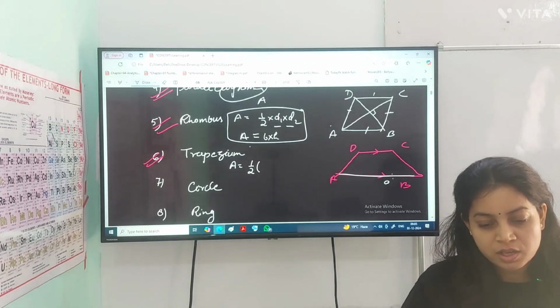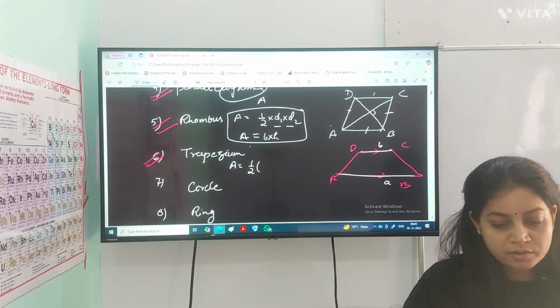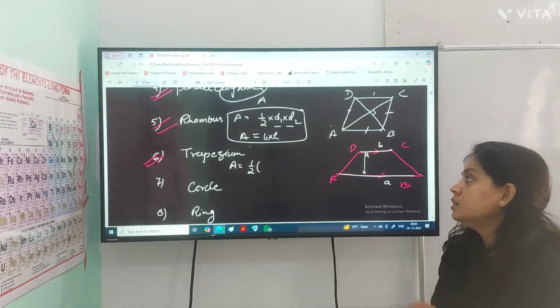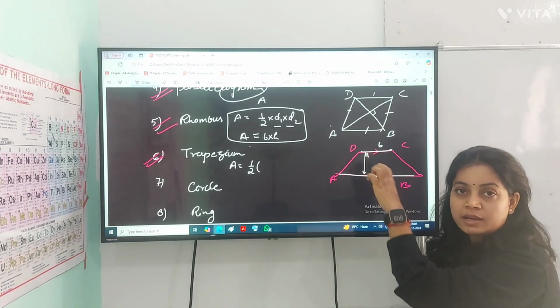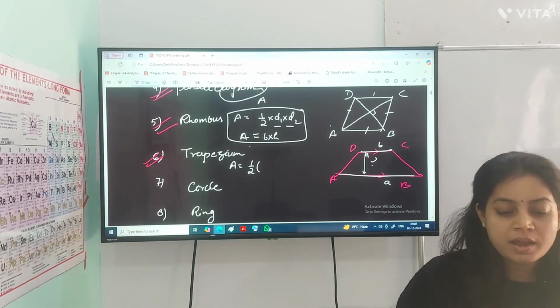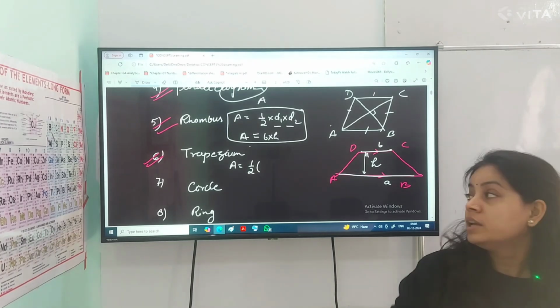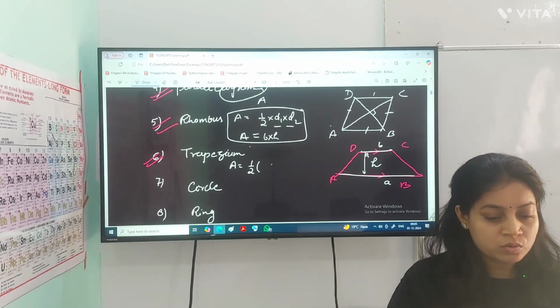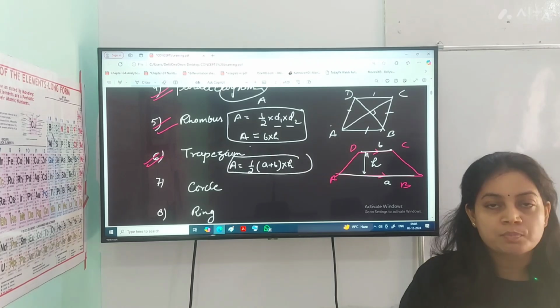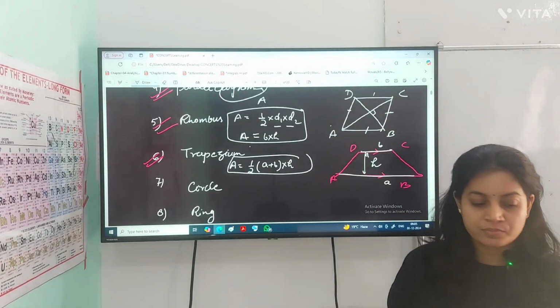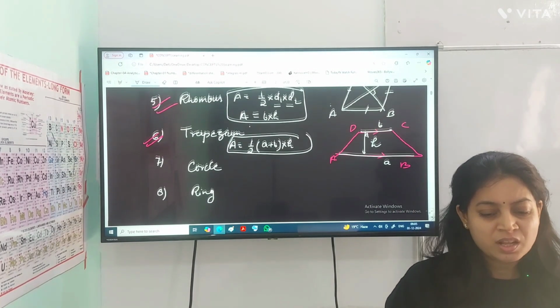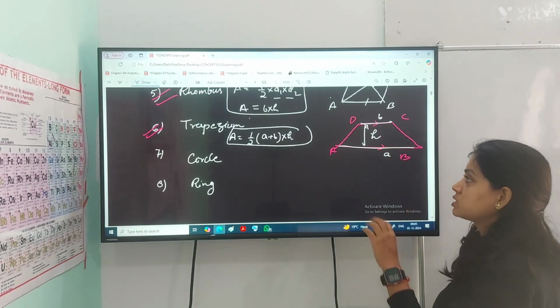It is very simple. Area of trapezium is 1 by 2 into, if I'm taking this side as A and this side as B, and the height, height means the distance between two parallel sides is known as the height. So height is this. Okay, so area of trapezium will be 1 by 2 into the sum of parallel sides into height. This is the area of the trapezium.